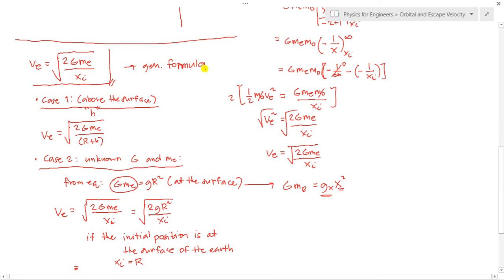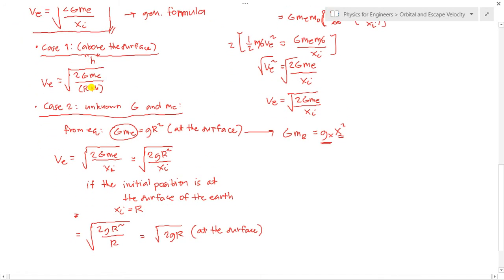Again, from the general formula, class, if we start at the surface of the earth, we let x sub i, the initial position, be equal to r, the radius of the earth.